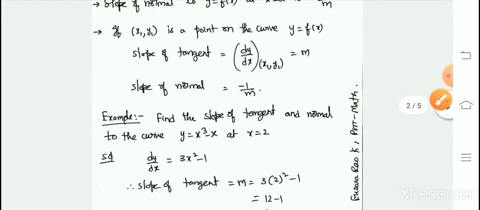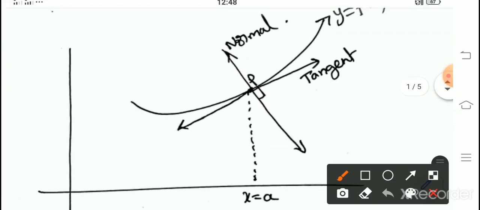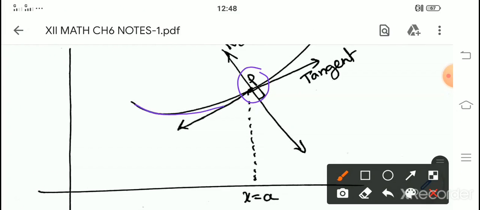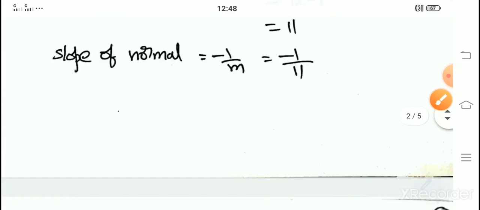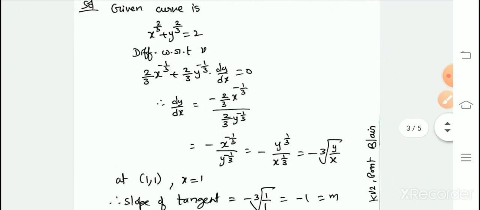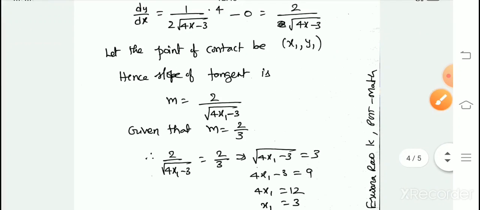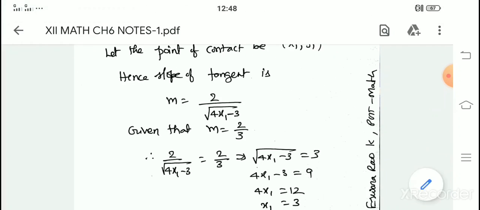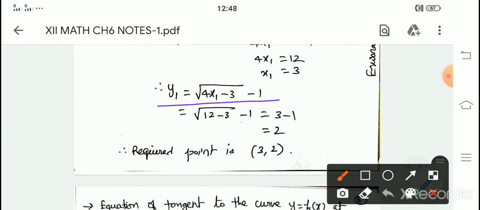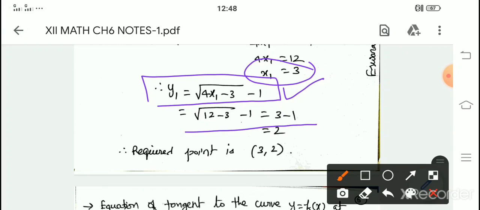If you look at the graph, the point of contact, wherever it is, is on the curve. So that point of contact must satisfy the given curve equation. So I can write y1 is equal to root over 4x1 minus 3 minus 1, because x1, y1 is a point on this curve. Since we got the x1 value as 3, substitute to get the value of y1, which is 2. Therefore the required point is 3 comma 2.